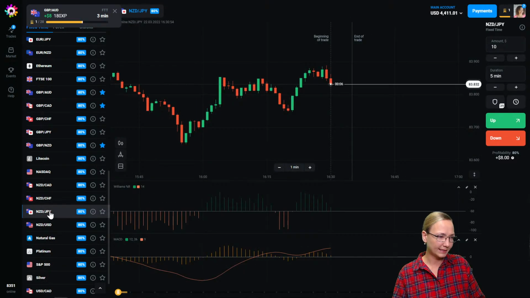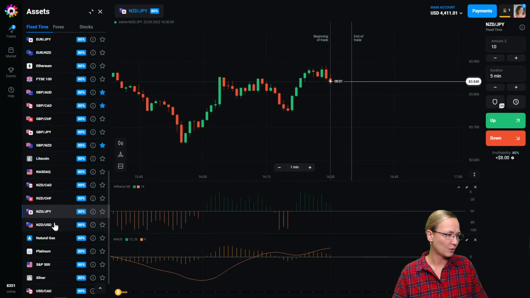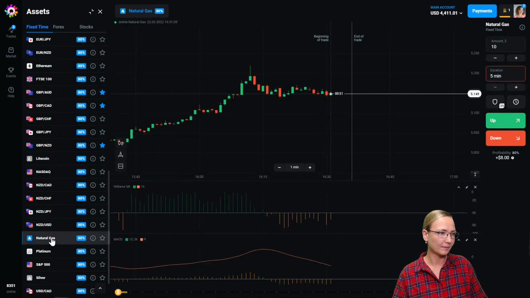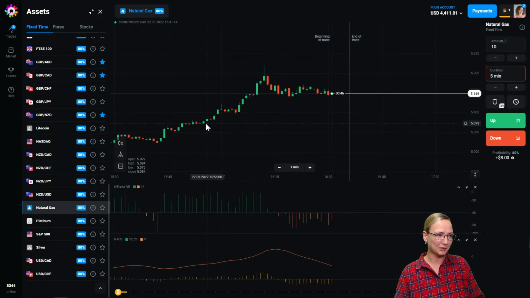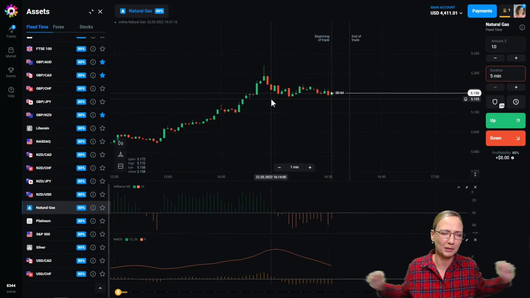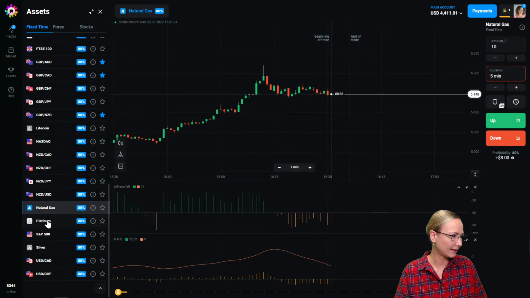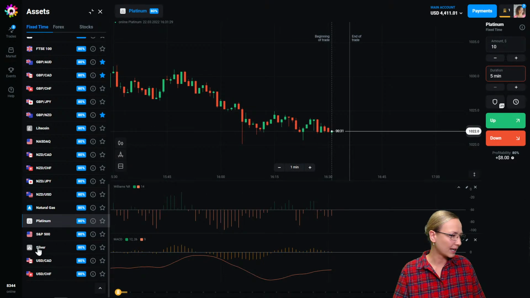Let's just go down the list and see if I can find anything else. Nope. I was on vacation last week as well, so probably need to stretch a little bit with my trading skills, huh? No, just kidding. Natural gas. Just flat, not going to trade that for sure. Platinum, also kind of moving sideways, don't like that.